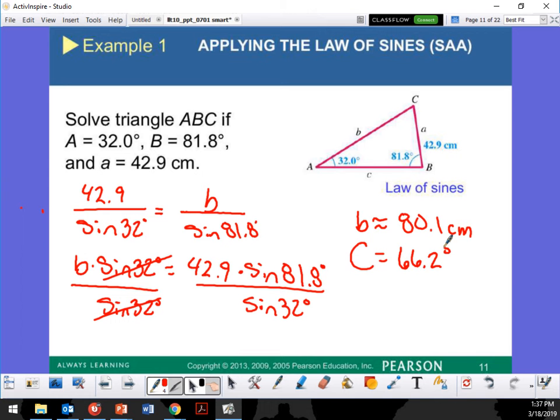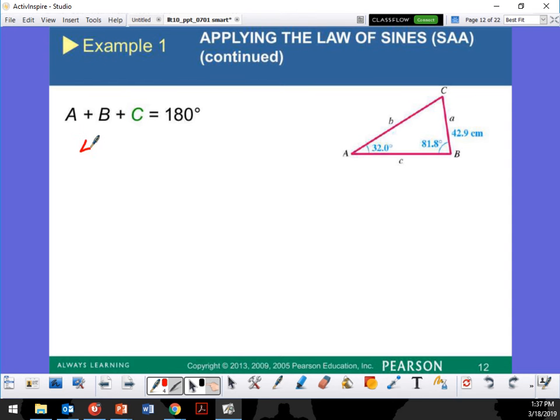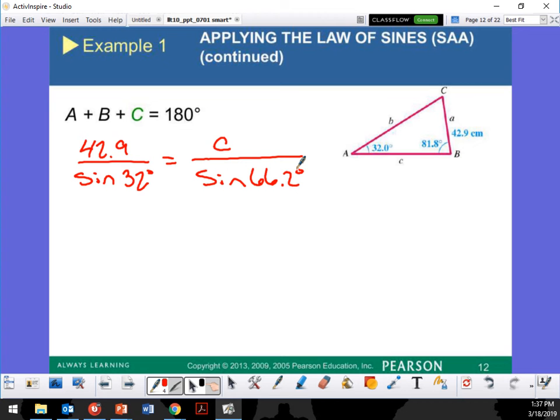So, does that make sense? We're starting with what's given to us, and then we go from there. So I'm going to start with 42.9 over sine 32, equals little c over sine of 66.2 degrees. Was that what it was? Yeah. Okay, big C was that, right?